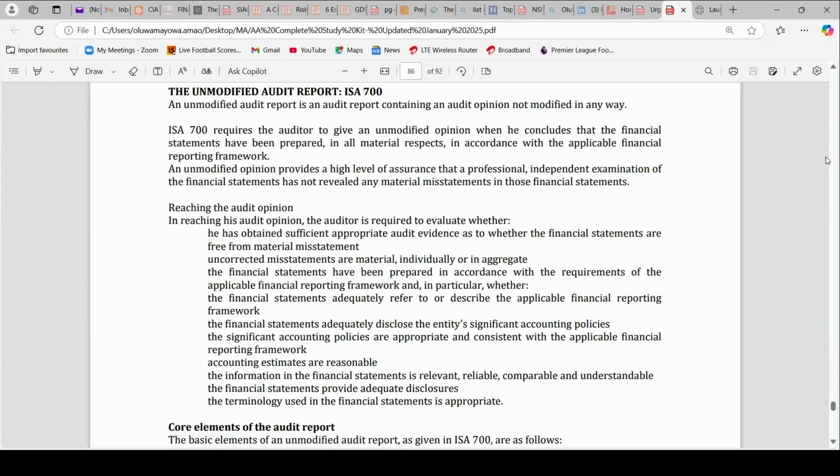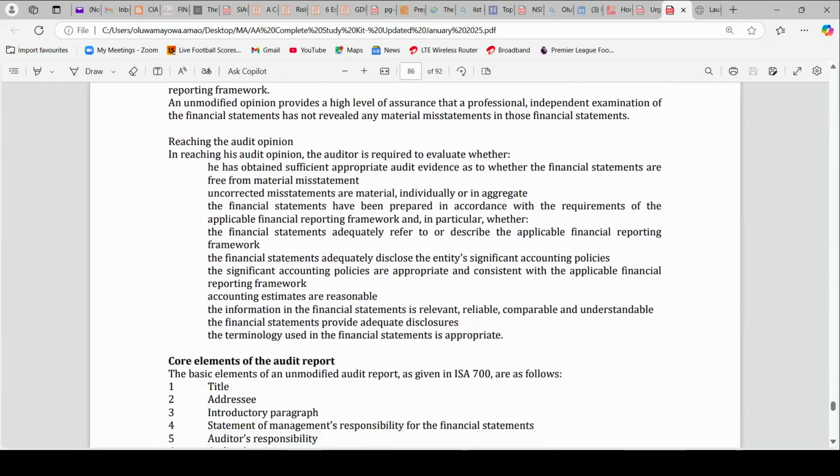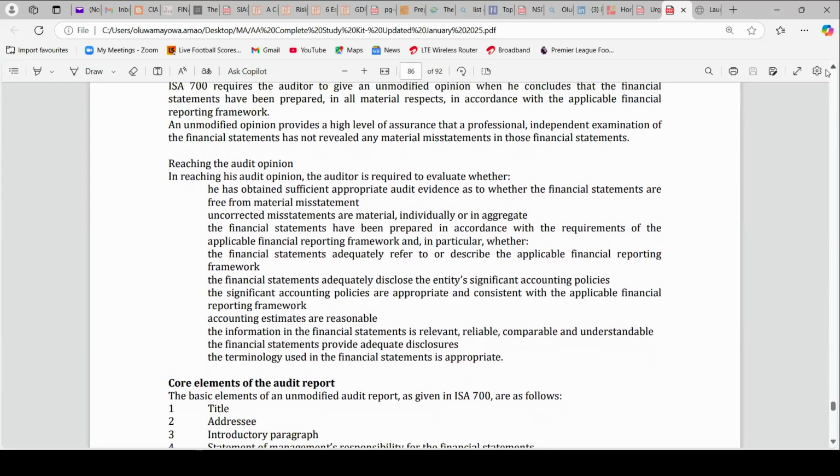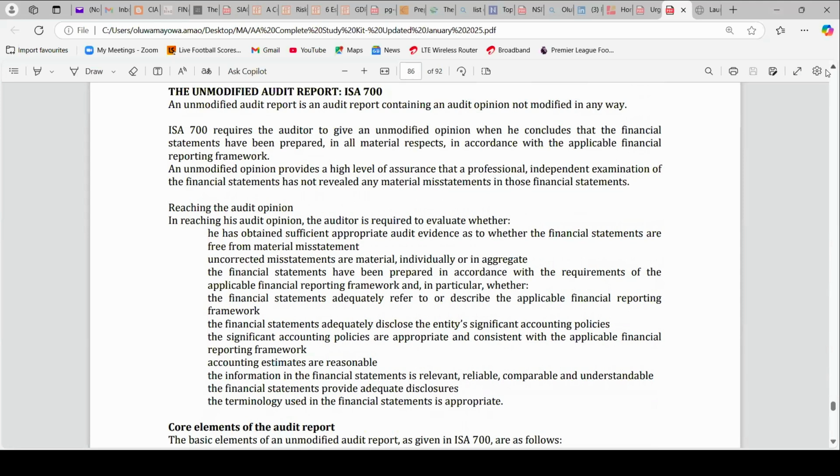So quickly, we'll look at the unmodified audit report. Just to reiterate and recap, what we are looking at today is audit finalization and reporting. This is the stage where the audit is gradually coming to an end. The auditor is trying to wrap up the audit. At this stage, he has finished the audit work, but he's trying to prepare the audit report where he will express the audit opinion. We said that at this stage, there are standards that speak to how the finalization of the audit should be.